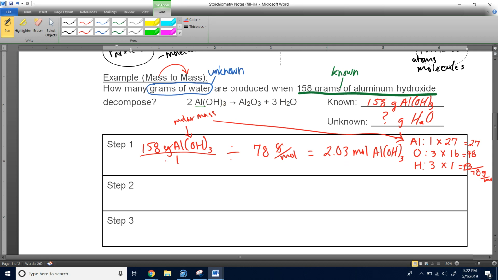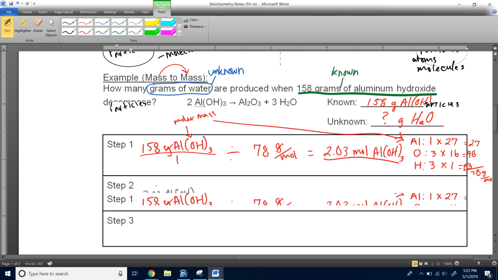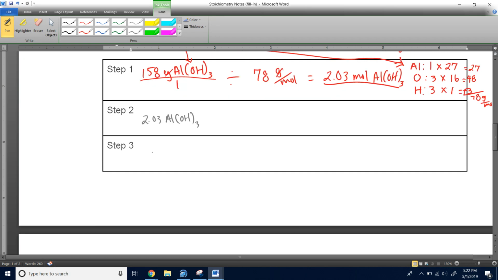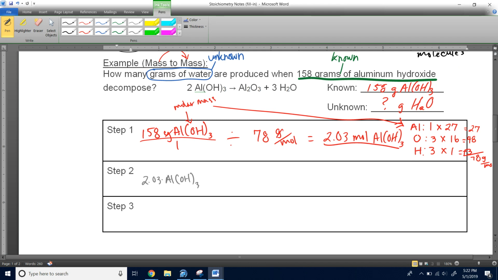Okay. Now this is an important value. That value we're using for our next step. So we go ahead and write the 2.03 moles of aluminum hydroxide right in here. 2.03 of aluminum hydroxide. Okay. And we're trying to figure out where our next step is. Whoops. This should be moles in here. Okay.